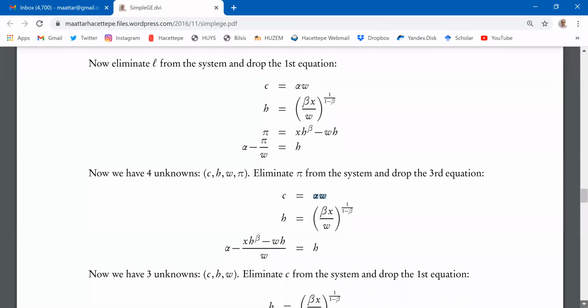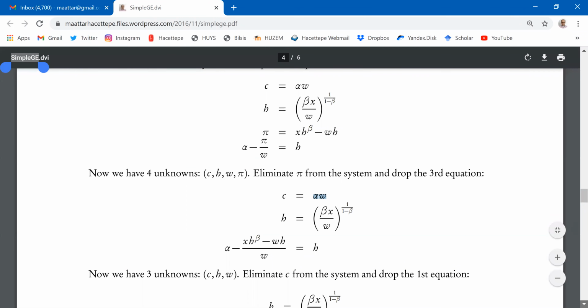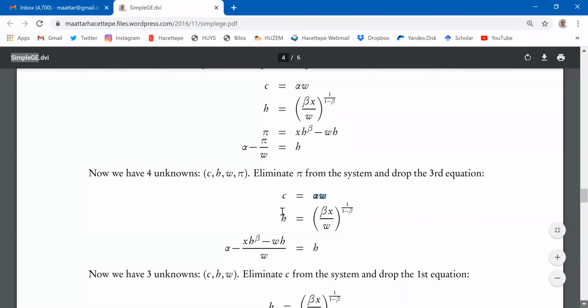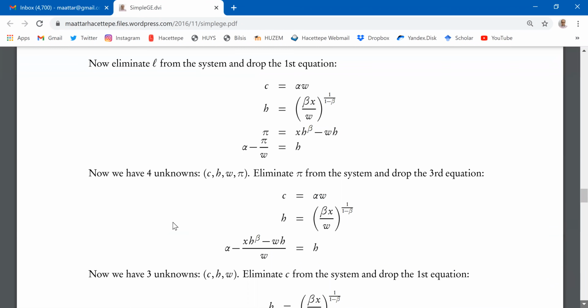So if I know W, I know wage. So I can eliminate C. So if I know W, I know consumption. So I can eliminate C.